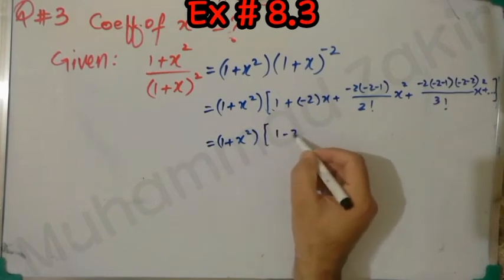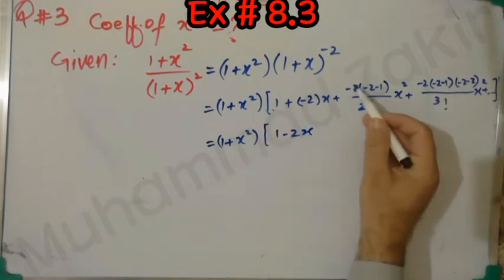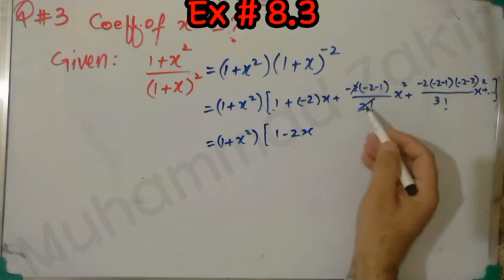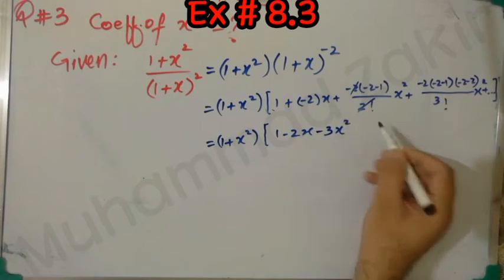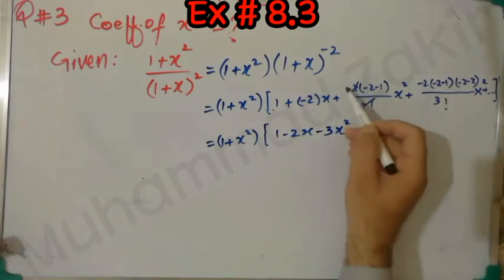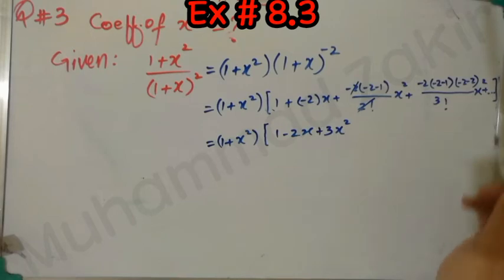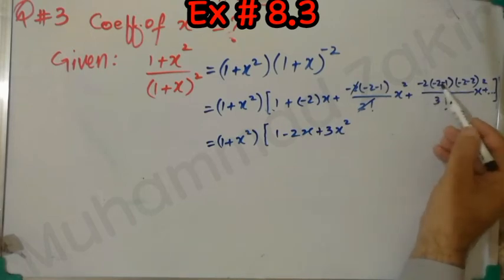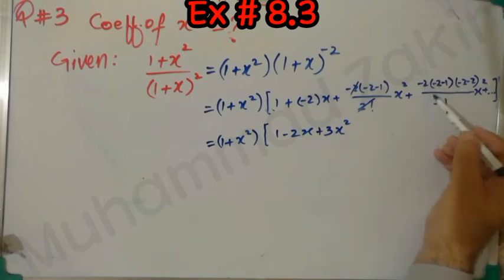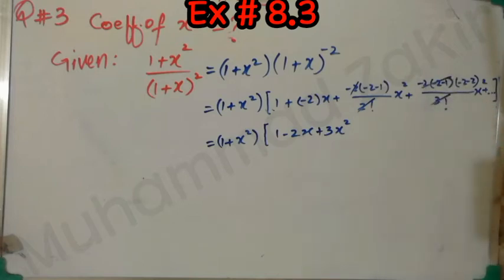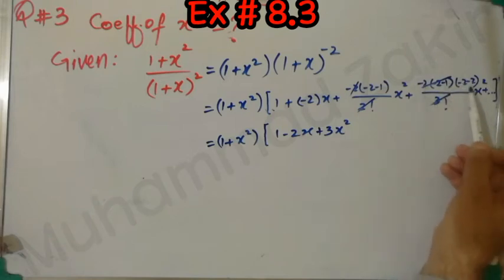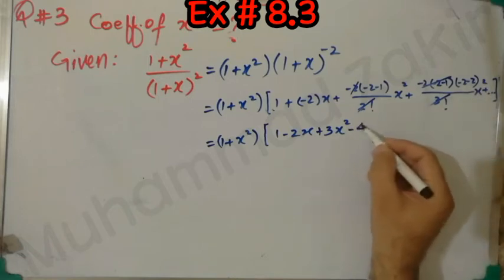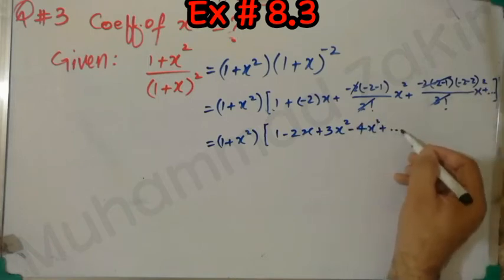I can write it as 1 minus 2x. Then this 2 is cancelled by this. It will be minus 3x square. This minus will be plus, so plus 3x square. You can see this minus 2, minus 3, they will make 6. This 6 is cancelled by this 6. And the three minus signs will make minus, and it is 4x cube, minus 4x cube, and so on.